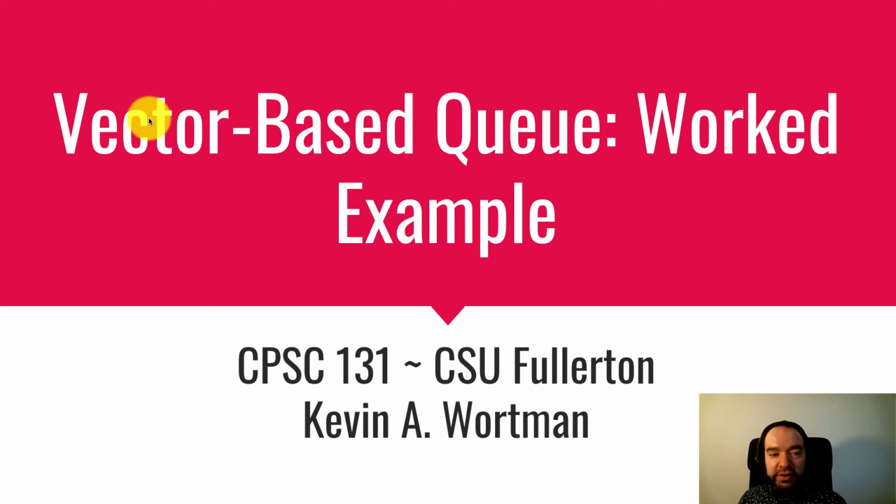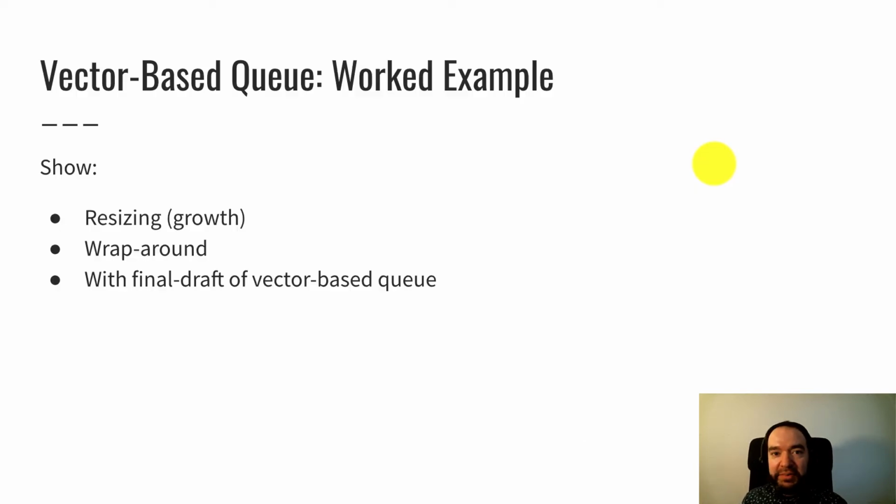Hi, this video presents a worked example of the final draft of our vector-based queue. We're going to enqueue and dequeue some elements. The final draft was kind of complicated, so we think it's worth just showing how it actually works with all these details in place. So what we're going to do is show the resizing operation on growth, meaning we're going to fill up the vector-based queue and it will resize itself.